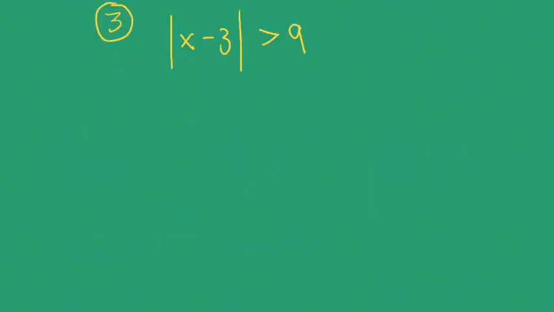Okay, number 3, the absolute value of x minus 3 is greater than 9. So first thing we want to do is isolate the absolute value. And in this case, and in some other cases, there's really nothing to do for that first step. The absolute value is already by itself on the left side of the inequality symbol. So we can check that off.